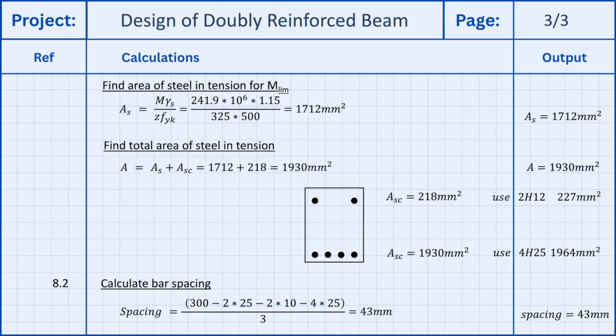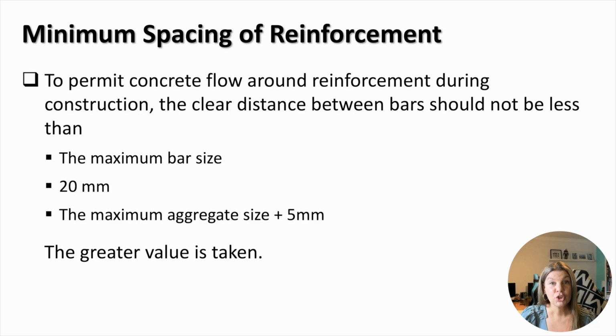Obviously, we should check that to ensure that the spacing is not less than the minimum required. We'll discuss that on the next slide. The clear distance between bars should not be less than the maximum bar size, 20 millimeters, or the maximum aggregate size plus 5 millimeters. These limitations assure that there will be adequate flow of concrete around the reinforcement during construction. Assuming that we have a maximum aggregate size of 20 millimeters, the clear distance between bars should not be less than 25 millimeters. Therefore, the 43 millimeter spacing that we obtained in our example satisfies this requirement.